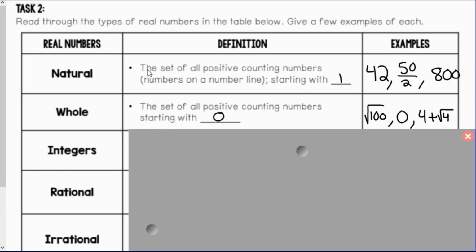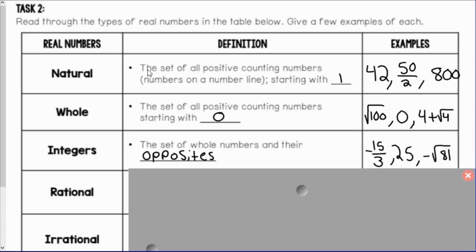After whole numbers, my next set is integers. So integers is the set of whole numbers and their opposites. So some examples of integers would be negative 15 over 3 because that's negative 5, 25, or negative the square root of 81 because the square root of 81 is 9, and that would be negative 9.